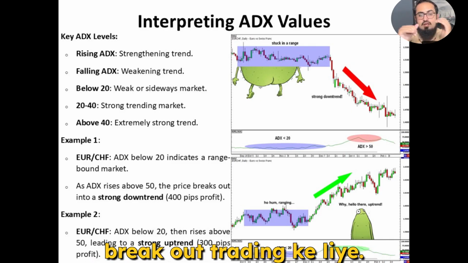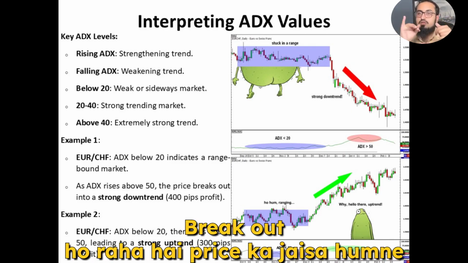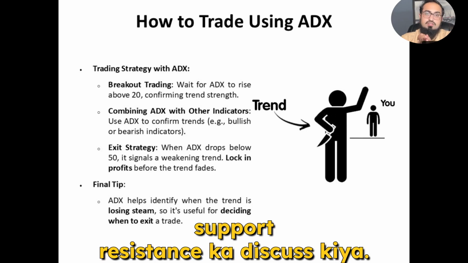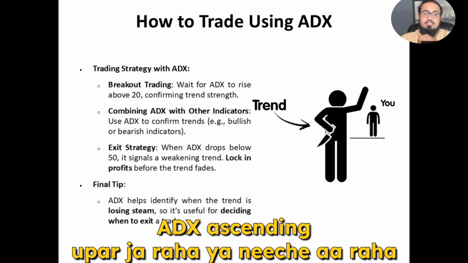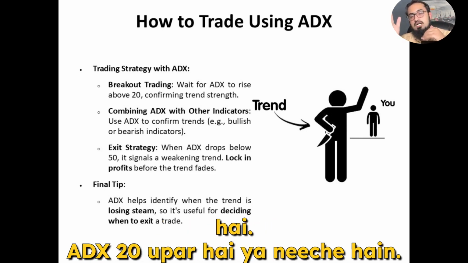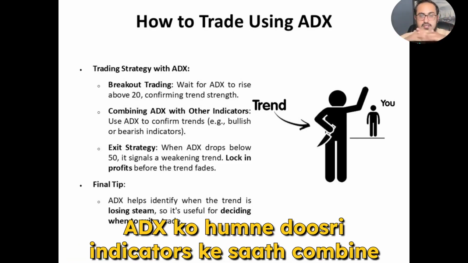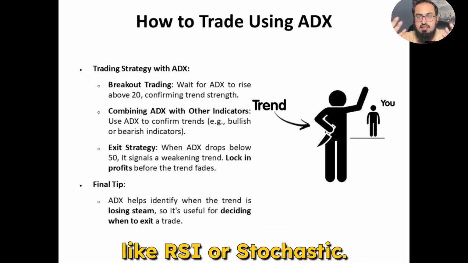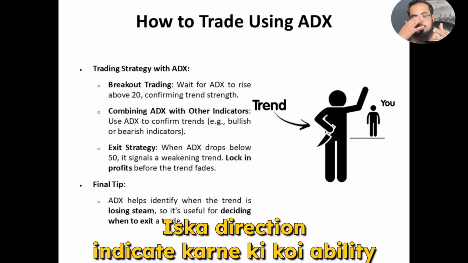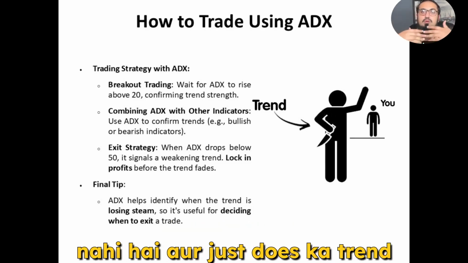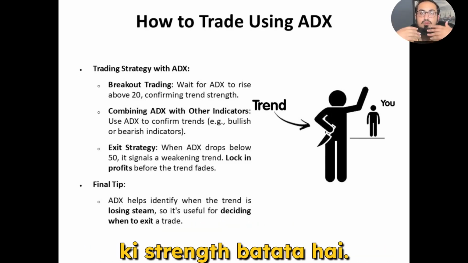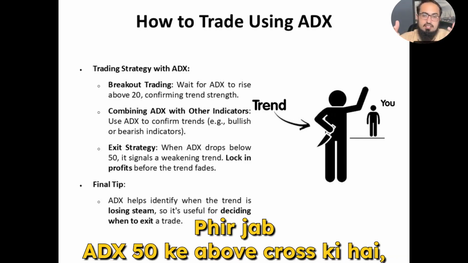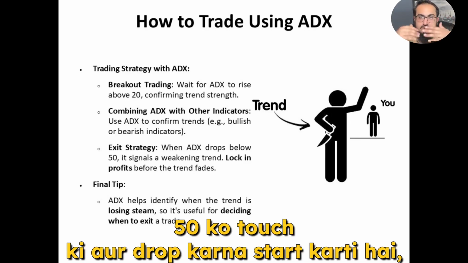Now, how do we use this? For breakout trading, when there is a breakout of the price, just as we discussed support and resistance, we need to keep an eye on ADX. Whether ADX is ascending, going up or coming down. Is the ADX above 20 or below? We need to combine the ADX with other indicators that tell us the direction, like moving average, MACD, RSI, stochastic, as it has no ability to indicate direction and just gives some idea of trend strength. Then when the ADX touches 50 and starts to drop.